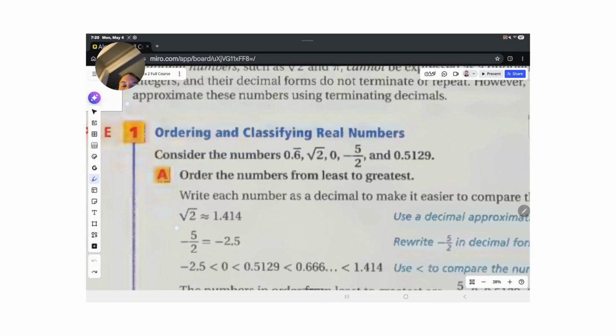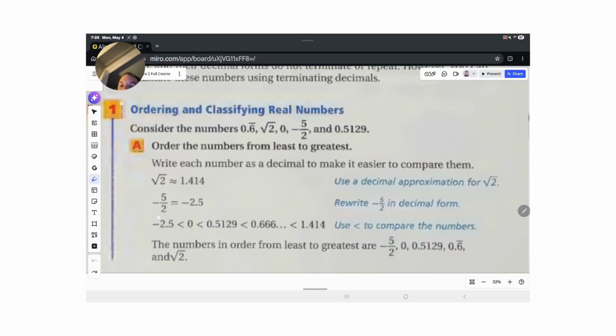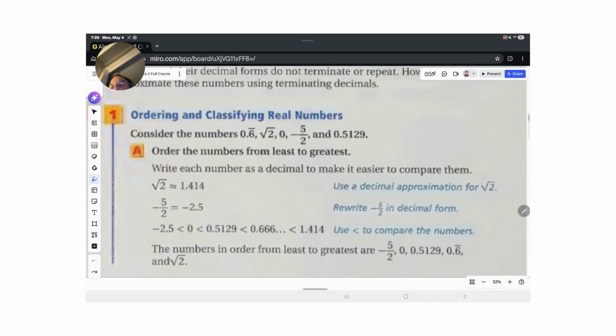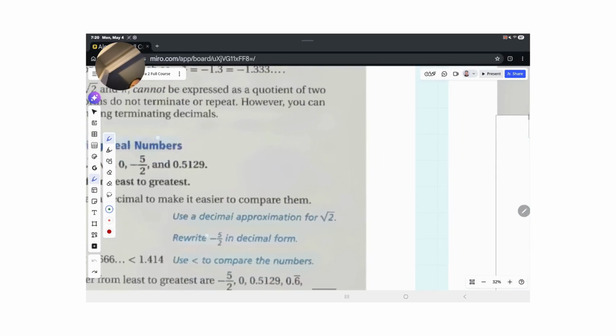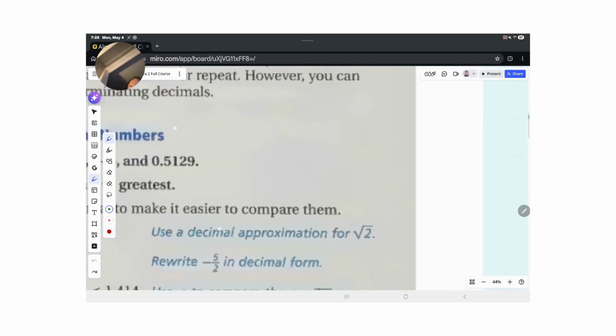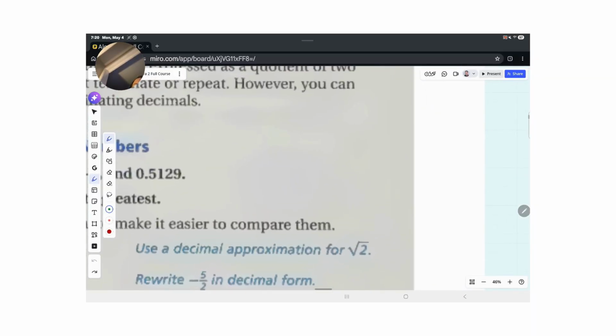We're ordering and classifying real numbers. Zoom in on that. We're considering the numbers 0.6 with the repeating bar, 0.66666 on and on forever, square root of 2, 0, -5 halves, and 0.5129. So because we cannot compare numbers accurately unless they're in the same form, we want to convert everything here to a decimal, then we can order them mentally on a number line. So let's go ahead and do that.